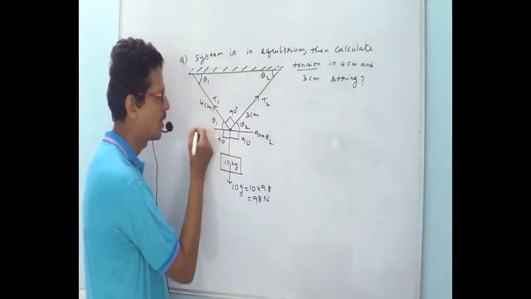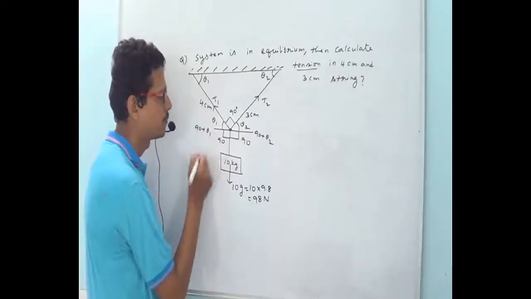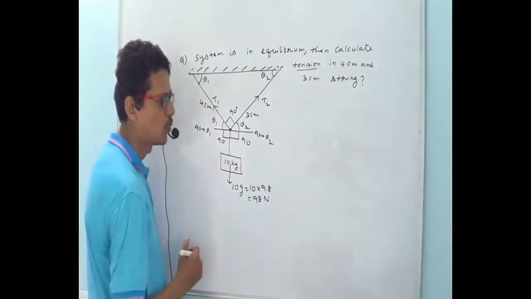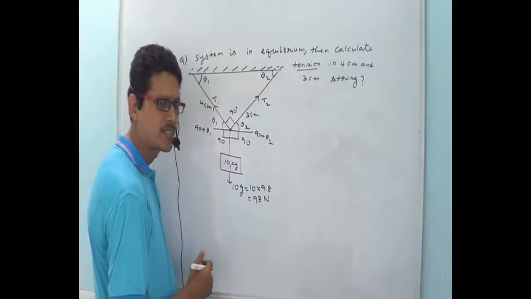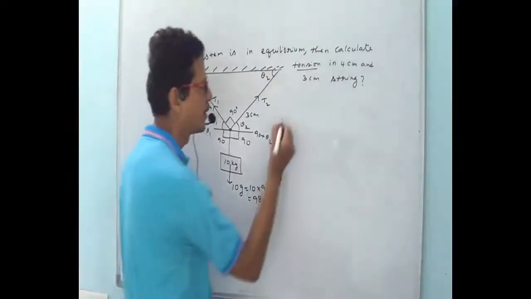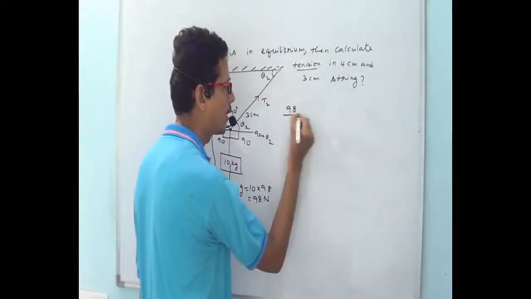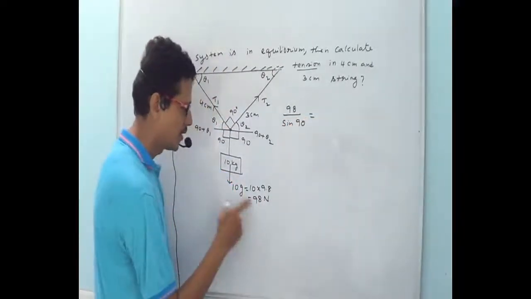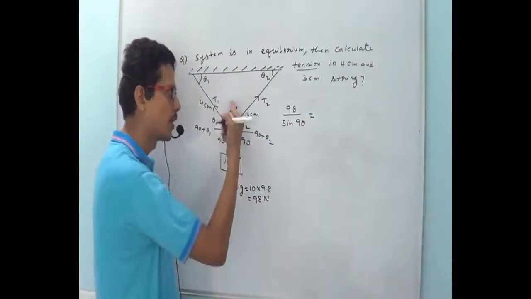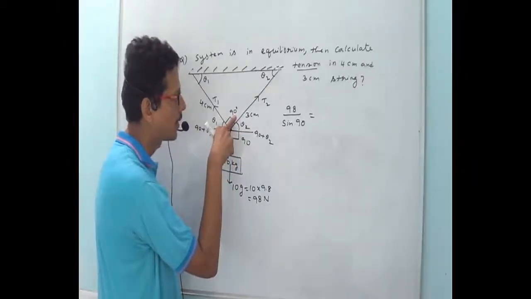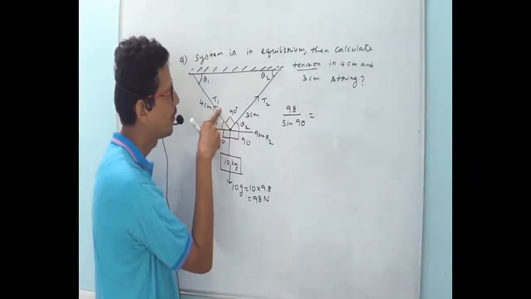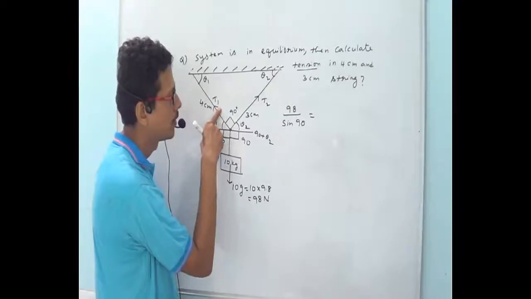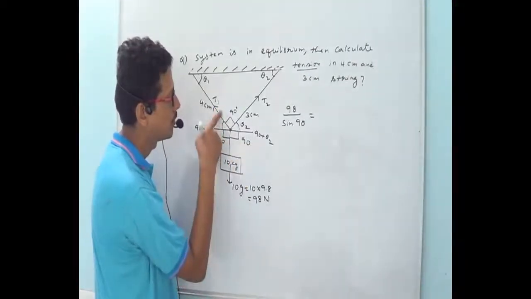And what is this entire angle? 90 plus theta 1. Now we will apply sine rule. Lami's theorem we will apply. 98 divided by sine 90. This divided by sine of the opposite angle. Sine of the opposite angle means 90, is equal to T1 divided by sine 90 plus theta 2.